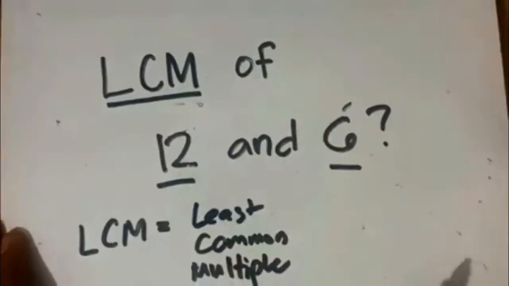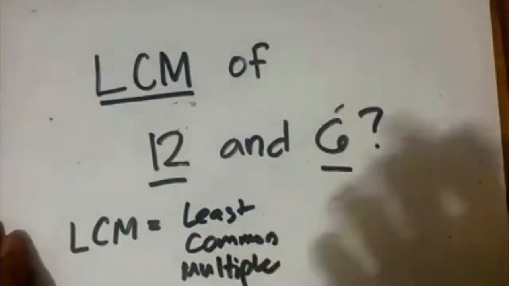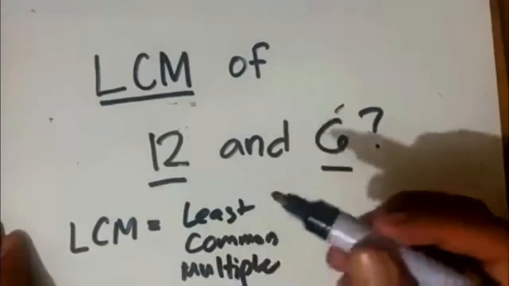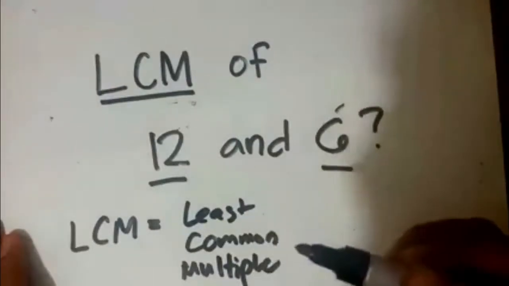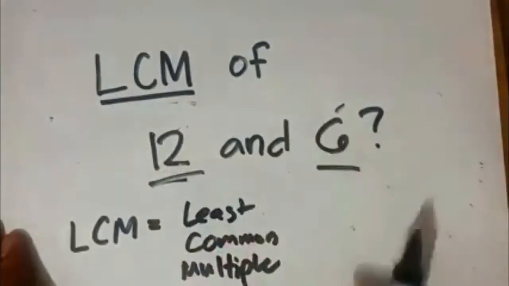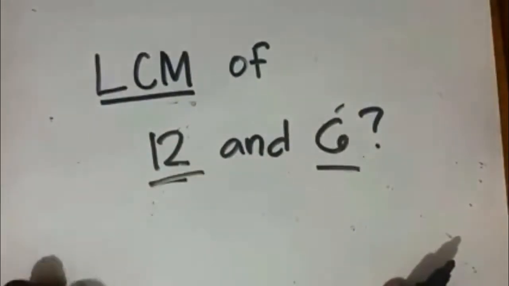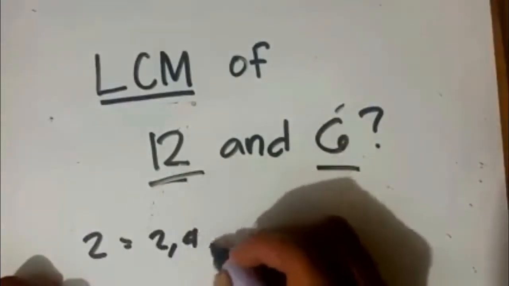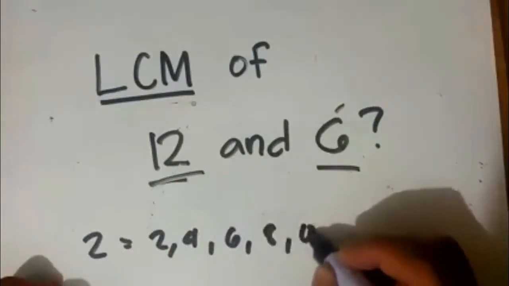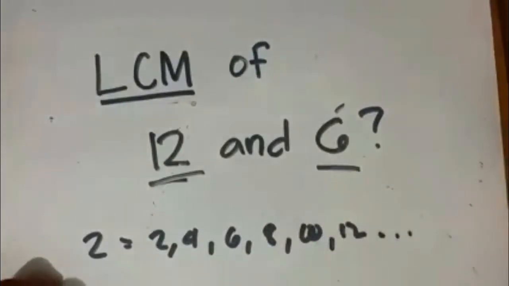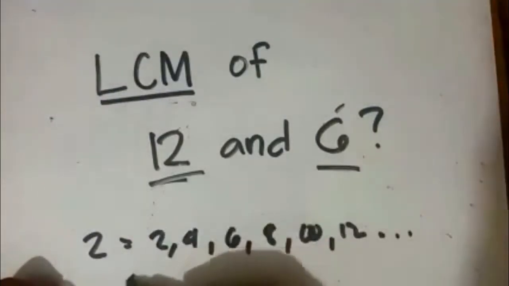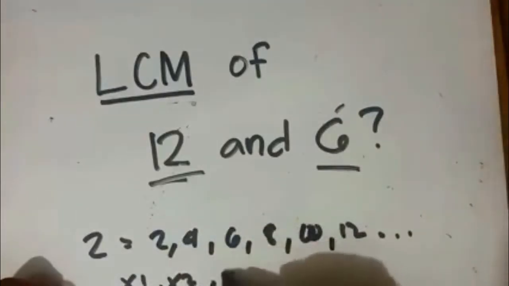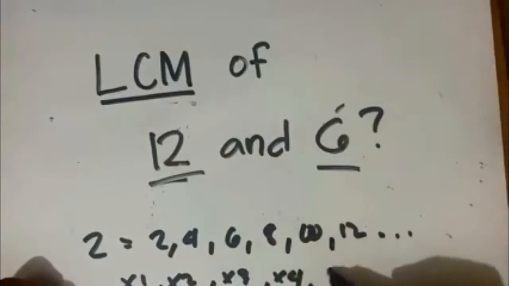So when we are going to talk about the least common multiple, ito yung pinakamababang makaparehas na multiple ng numbers natin na 12 at saka 6. So tinagalog ko lang. So ano nga ba yung multiple? For example, what is the multiple of 2? The multiple of 2 is 2, 4, 6, 8, 10, 12, and so on. So you get the idea, no?